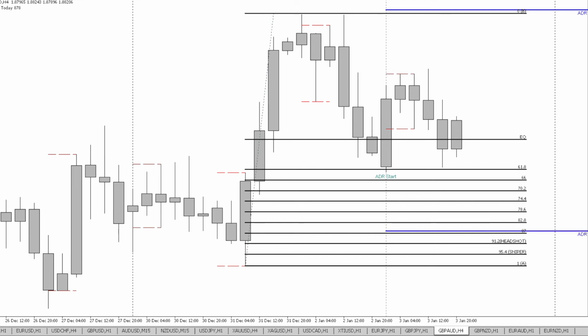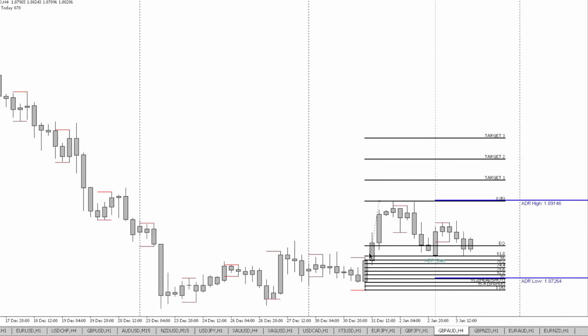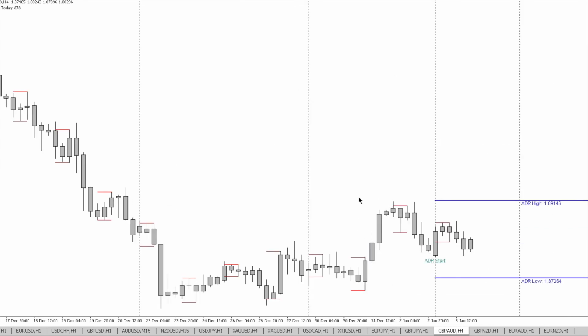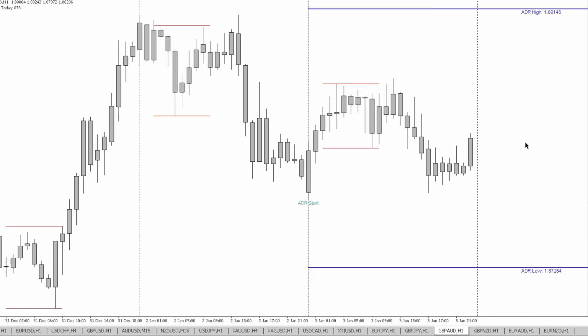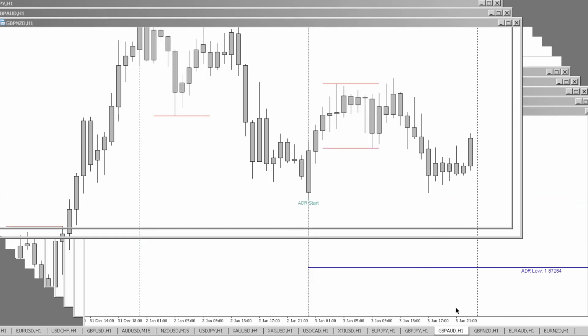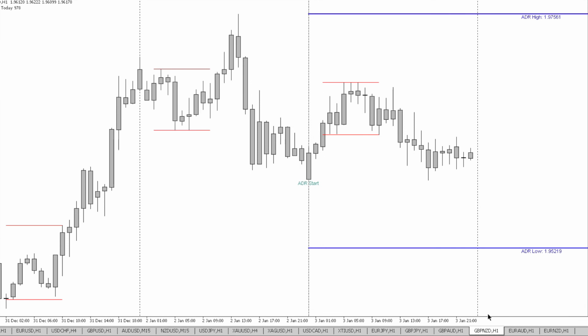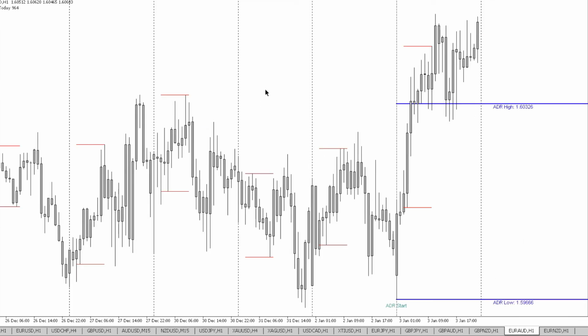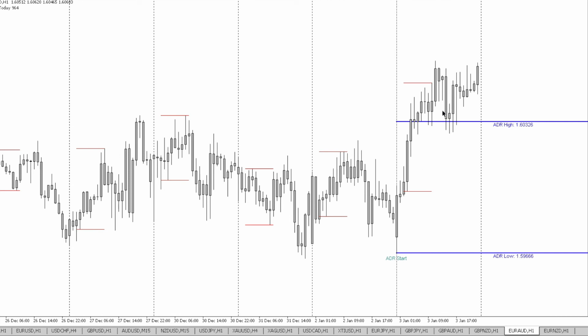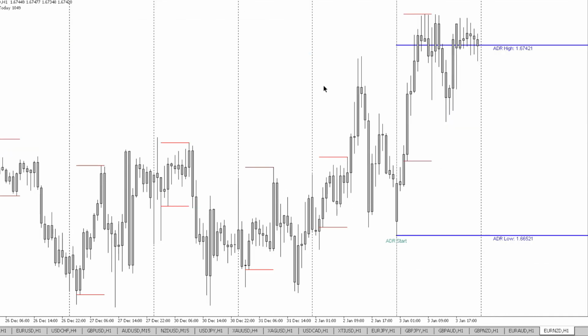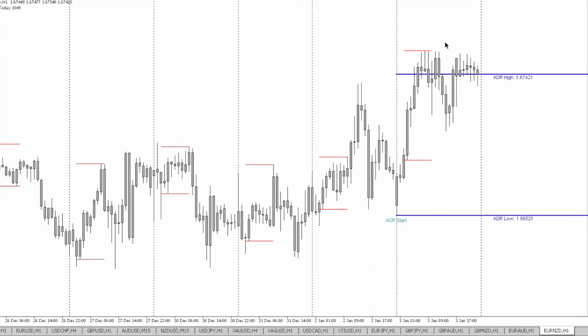138 pips is done, 87, so it could just have a bit more downside to the ADR low before we go higher. When price is in the middle like this, I don't usually touch it. Pound New Zealand, same thing, I wouldn't touch it. Euro Aussie, you can see it broke well above the ADR high and then it becomes a support for price because now that's not the high for today, so now price is just in oversold territory. But Euro New Zealand, you see price starts to respect it a bit more.